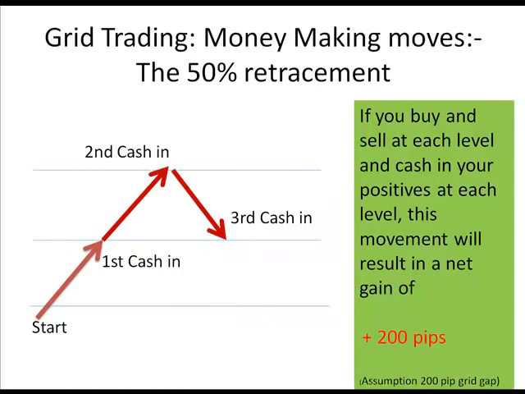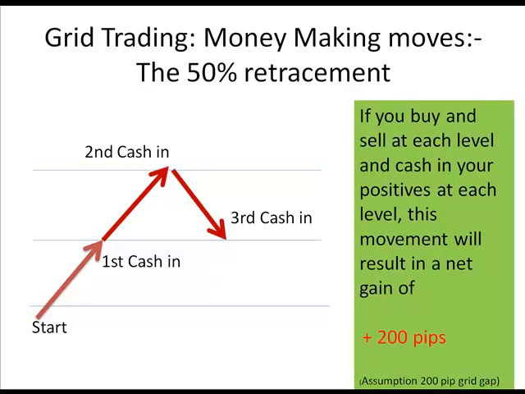Now the next money-making move is the 50% retracement, and what happens with the 50% retracement is that you enter buy and sell at the start. It goes up, and in this example again, remember we're using 200 pip grids. It then goes to the next level where you enter a buy and a sell and you cash in the positive and you let the negative ride. It then goes up again and you do exactly the same.